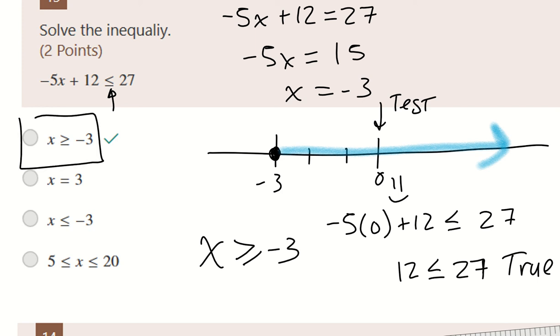A danger, right? If you look at this direction, you're very tempted to say, oh, look, it's less than. No, this is not right. This is sadness. So be careful. Just think about which side of that expression makes your inequality true. In this case, when I plug in 0, 0 definitely makes it true because 12 is definitely less than or equal to 27.